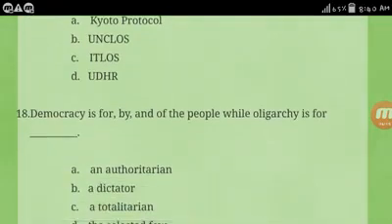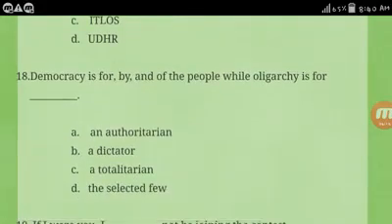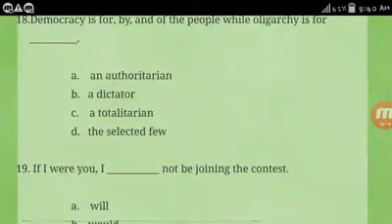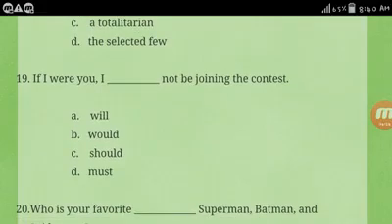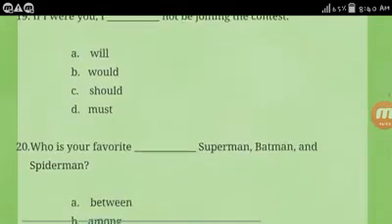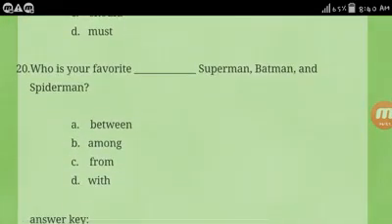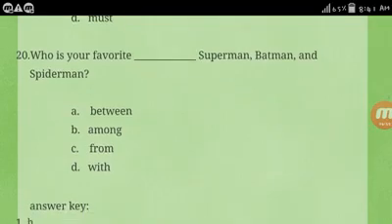Next, democracy is for, by, and of the people, while oligarchy is for the selected few. Only a few people. Next one, 19. If I were you, I blank not be joining the contest. Here the answer is letter B, would. If I were, I would. Next, number 20. Who is your favorite blank Superman, Batman, and Spider-Man? The best preposition here is among, because we're having three choices. Between is only used for two. So the answer is among. You say, who is your favorite among Superman, Batman, and Spider-Man?